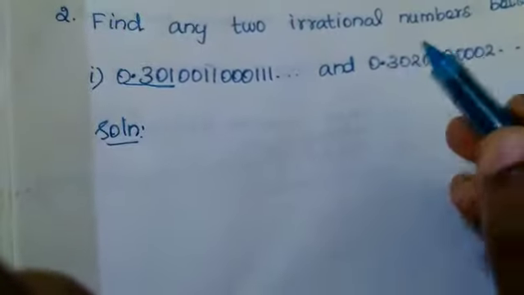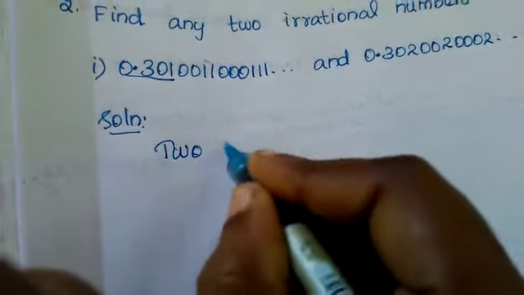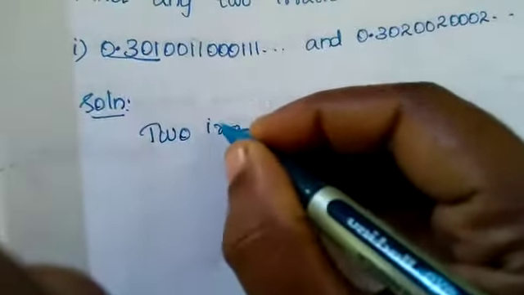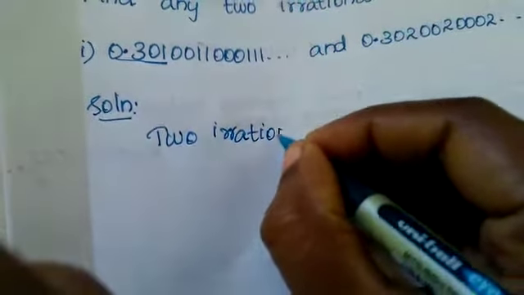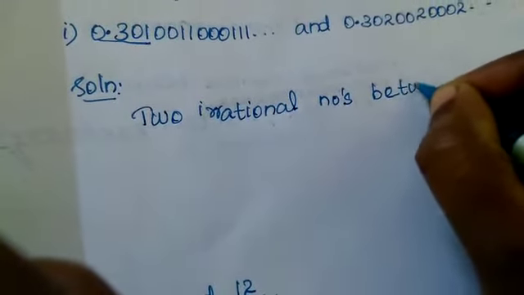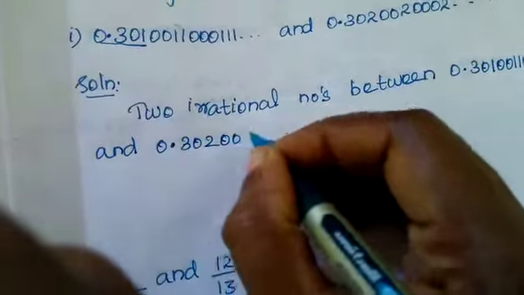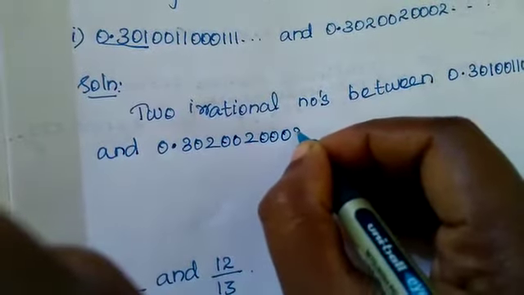Now check, we want to take the first digits as they are and find the next. You want to write the next numbers. How will you write? Two irrational numbers between 0.30100100110011 etc. and 0.302 are.